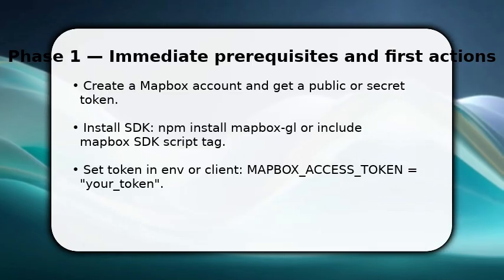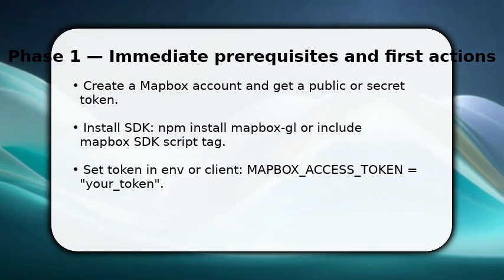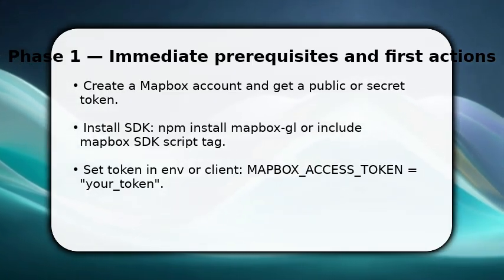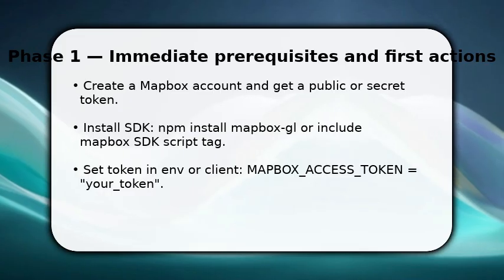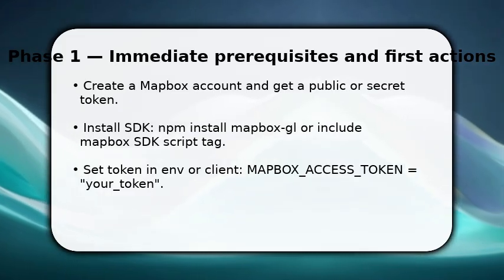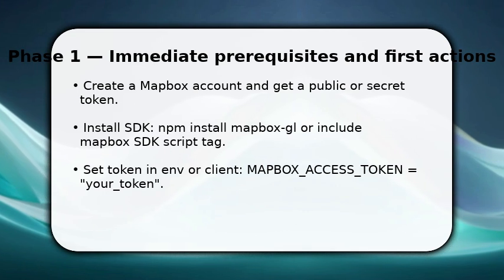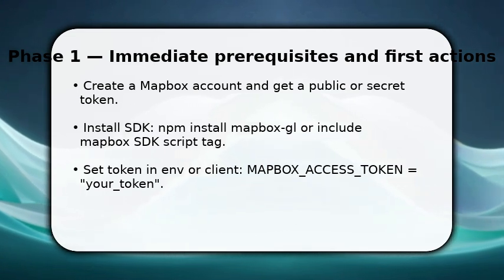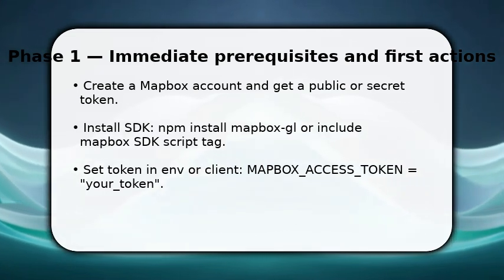Once done, set Mapbox.accessToken or equivalent in your app. This authorizes requests and enables vector tiles, styles, and geocoding. Make sure to choose the right token scope, because that controls allowed API endpoints and billing.